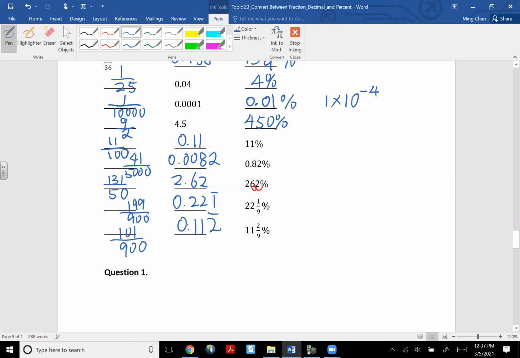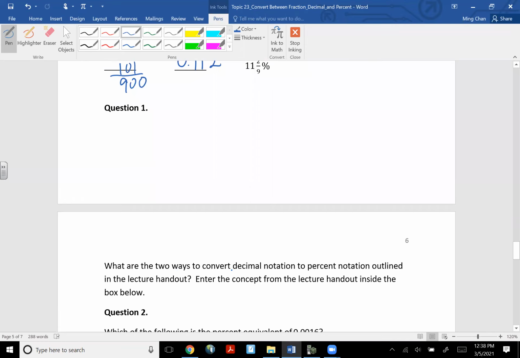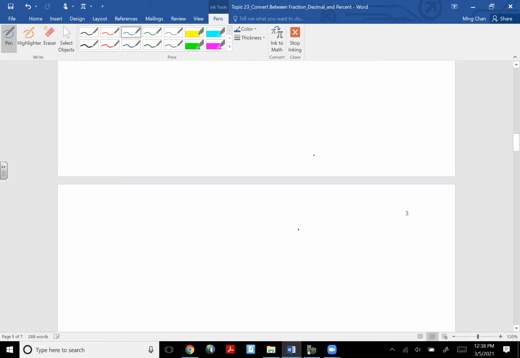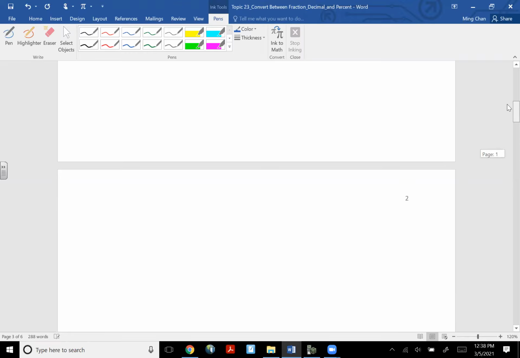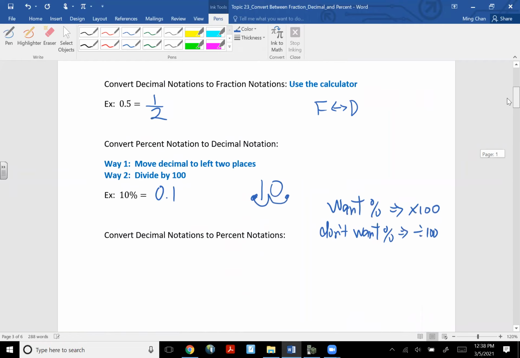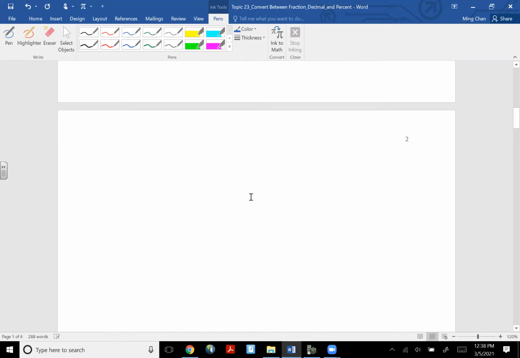Okay. All right, let's go over some of the homework questions real quick. Number one, what are the two ways to convert decimal notation to percent notation? Decimal to percent. Let me bring this up. Too far. Let me just go back over here. That'll be this one right here. Convert decimal notation to percent. What are the two ways?